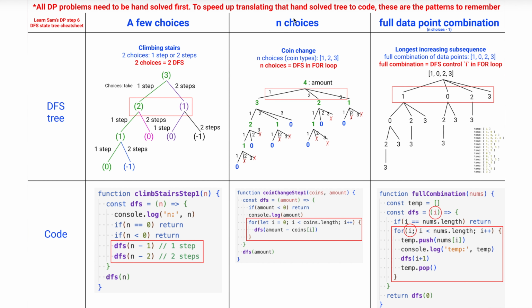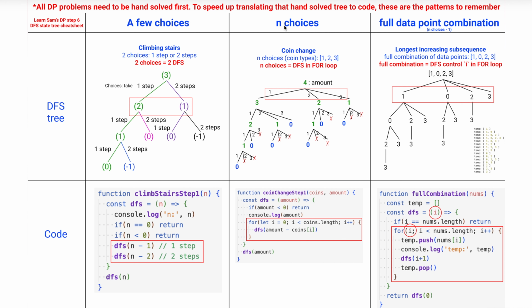Now, to speed up translating the hand-solved tree to code, there are a few popular patterns that we can remember to quickly translate the tree into code. The first pattern is a few choices. In this pattern, from the problem statement, we know that we have only a few choices. For example, climbing stairs, we have 2 choices of making 1 step or 2 steps. And the tree is going to look like this. 2 choices equal 2 recursive calls. So the code is going to look like this. If we have a few more choices, we're going to have a few more lines of recursive calls.